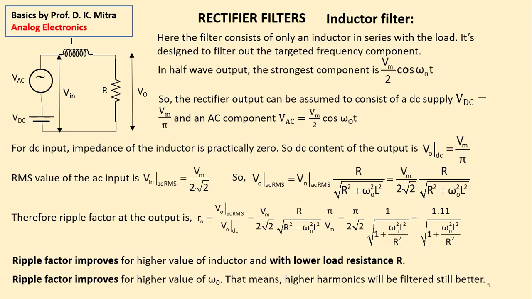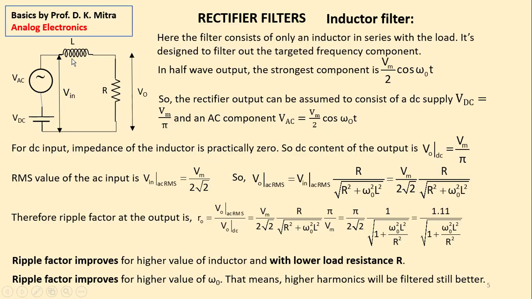What you must note is that ripple factor improving means the ripple factor should be less. Ripple factor improves when omega is more, L is more, right? And R is less. That means for lower load resistance, the ripple factor is better. This is a special criterion of this inductor filter, that the load resistance, which in turn is the input resistance of the device that you are using, should be low. And omega should be high, L should be high.